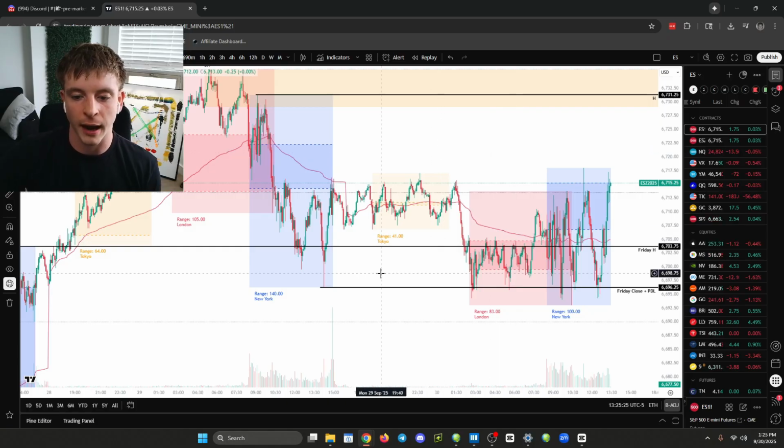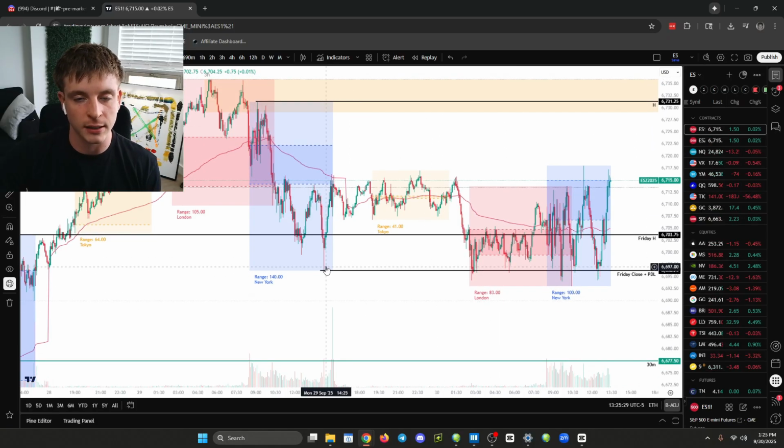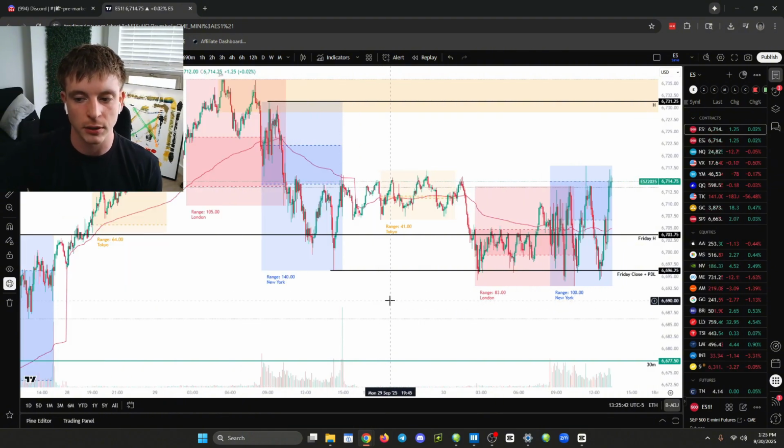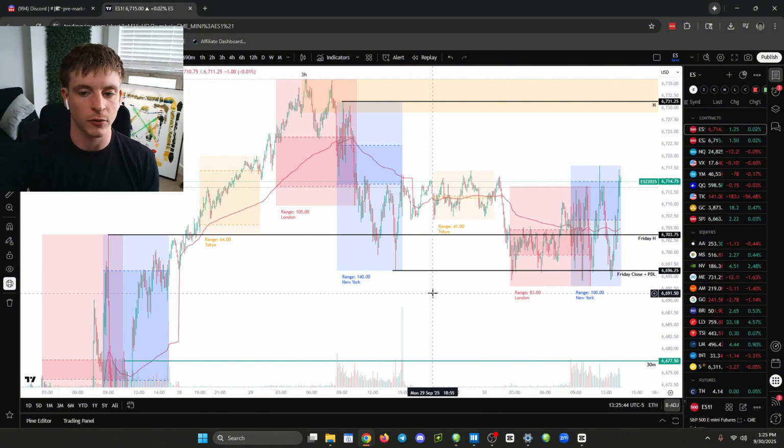So we already have the Friday's close marked out. It aligns with the previous day's low as well. So this level right here is my main watch for today. It is the low from yesterday. It aligns with the Friday's close. So that is why I'm watching it. And whenever we open up inside of the previous day's range, what I watch for is a fake out or a breakout of these levels.